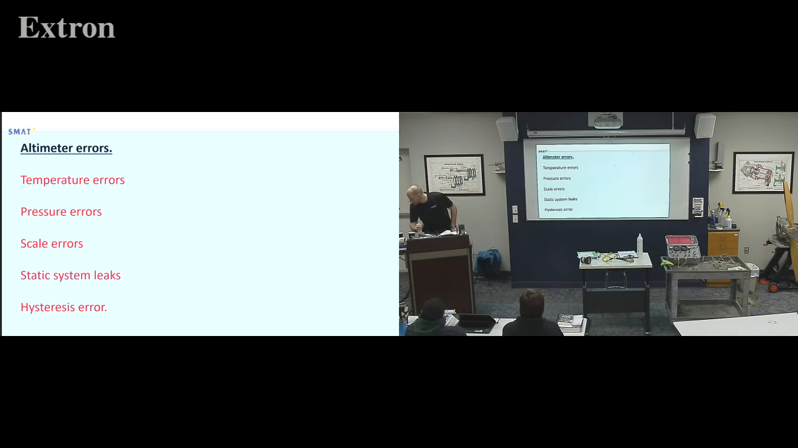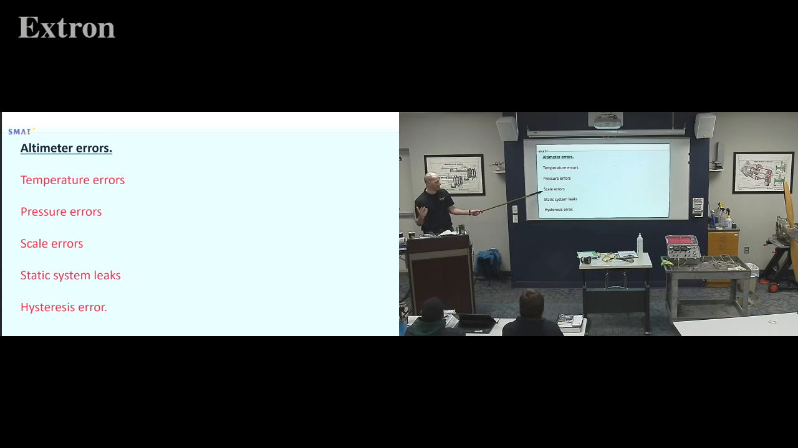Scale errors, it's the name they give to errors in the mechanics of the altimeter. So it's not so much like you set it to the wrong scale, as much as they had to give it a name. I would have called that one mechanical errors, but for whatever reason, the FAA in your book will call that scale errors. Scale errors is something with all the linkages in the altimeter being wrong.